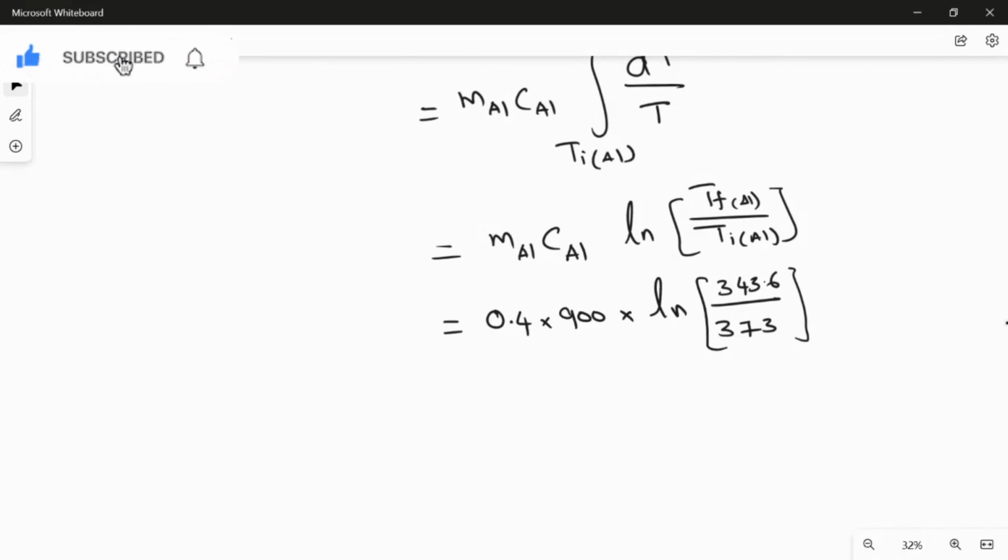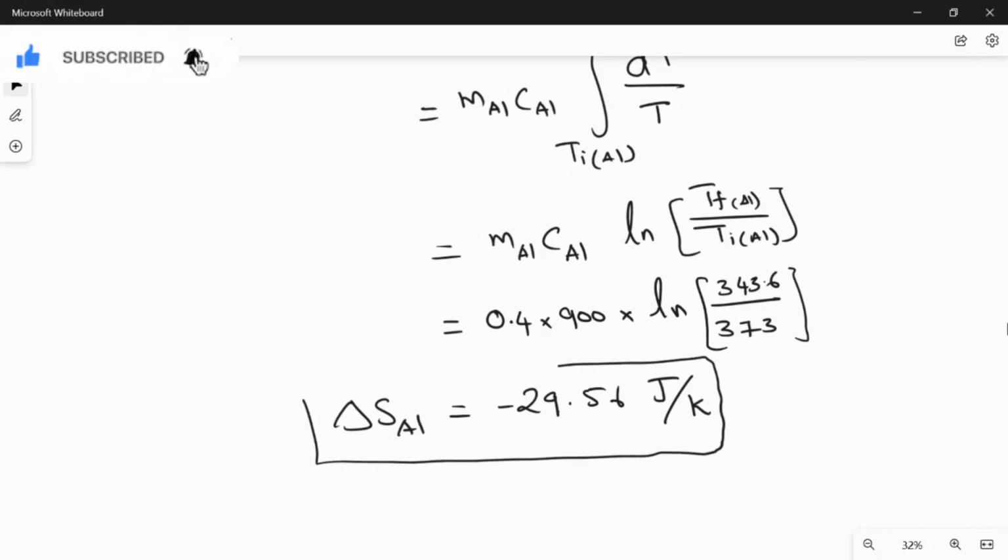Now I'm going to multiply all these. Let's see what is the answer for this entropy change for the aluminum. 0.4 multiplied by 900 multiplied by natural log of 343.6 divided by 373. Here I got the answer as minus 29.56, and the unit for the entropy is joules per Kelvin. So this is the entropy change for aluminum, which is the answer for the second question, part B, right? So this is the answer.